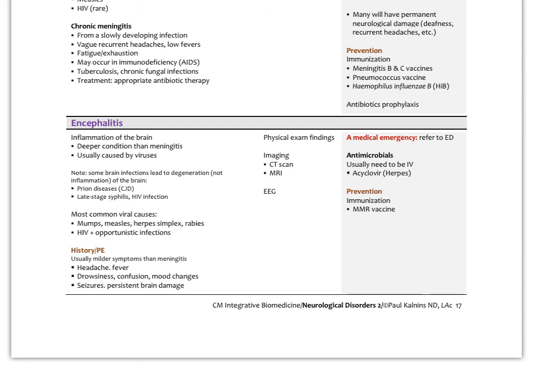Most common viral causes would be mumps, measles, and herpes simplex, and rabies, and then potentially HIV with opportunistic infections. Usually milder symptoms than meningitis. There's headache and fever, drowsiness, confusion, mood changes. There can be seizures and persistent brain damage as well. So here imaging can be helpful, and EEG as well for checking for seizure activity.